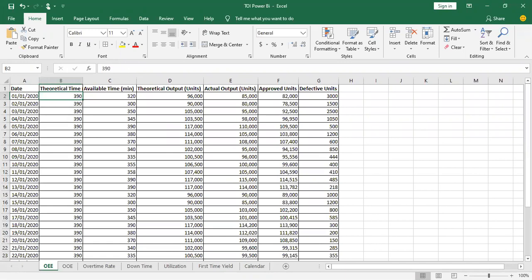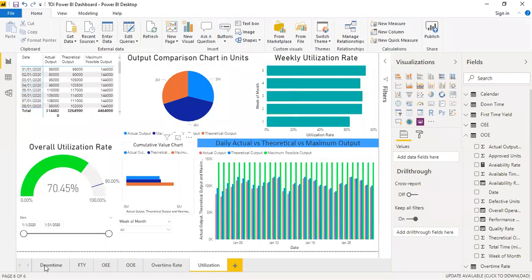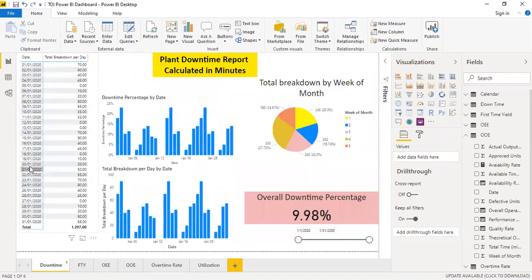Okay, I'm just moving to the Power BI dashboard. So this is the plant downtime report, which is calculated in minutes. Here you can see that we have the date and the total breakdown for every day. It's rough, imaginary data, so it doesn't need to be real data, because the real data is confidential to Hudson Pharma, so they didn't want to share it with us.